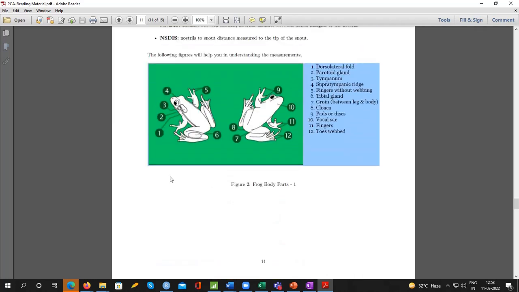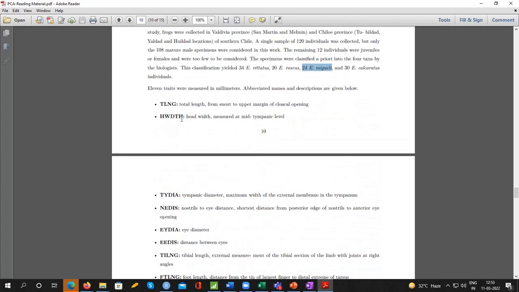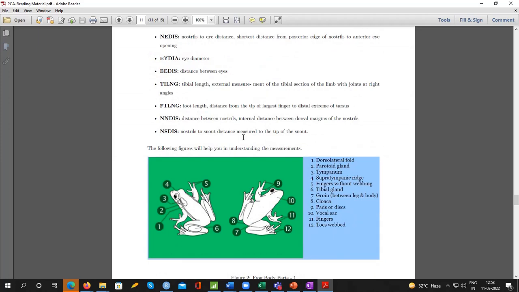You can see 8 is the cloaca, 8 is here. Can you see 8 here? So this complete length is total length. Then next is head width, measured at mid tympanic level. The tympanum is 3, the tympanum is here, somewhere here, this small circle is the tympanum. So if you measure head width at this point, then that is head width.